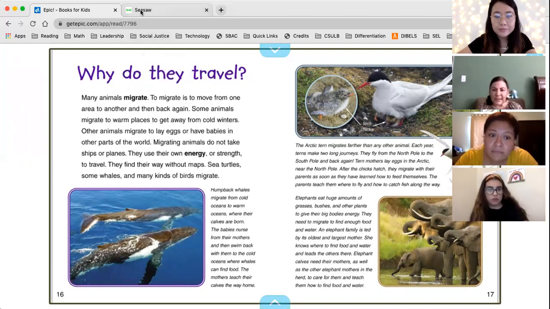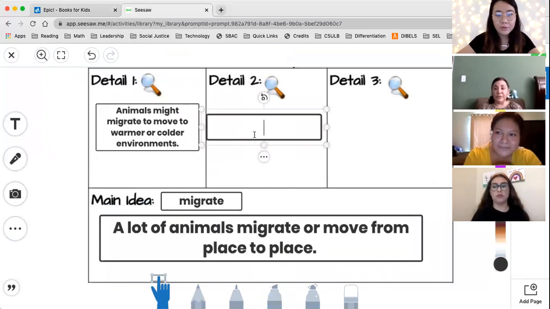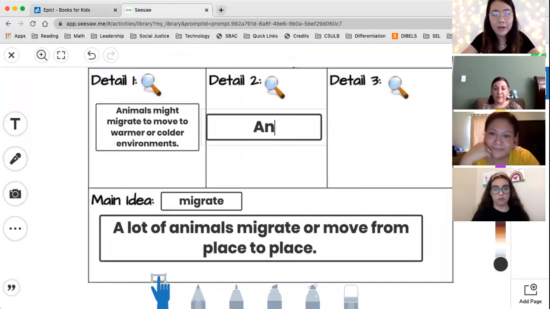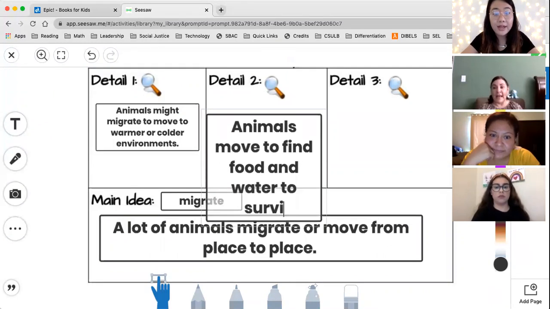And I also see something next to the elephant picture. And it's in the fourth sentence, fourth line, I'm sorry. They need to migrate to find enough food and water as well. So it sounds like animals are migrating to find food and water. Ooh, I love that you're paraphrasing there. Animals move to find food and water. To survive, we can even add.